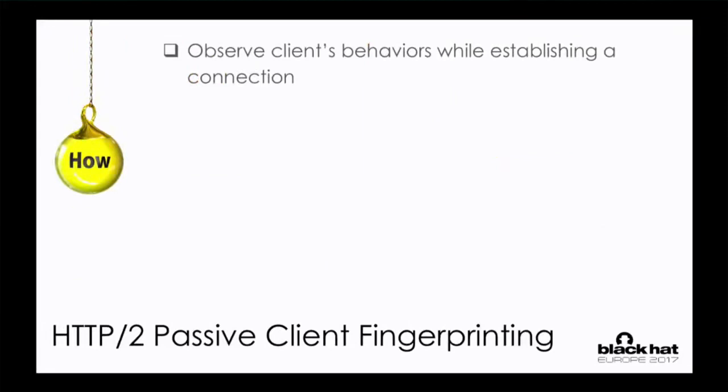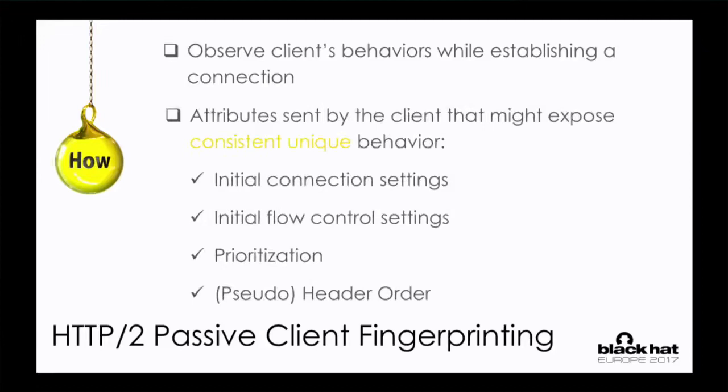Now, specifically for HTTP 2, we are going to observe the way clients behave when they are establishing a connection. And it seems that there are a lot of consistent behaviors when you do that on HTTP 2. We are going to look into the way that the initial connection settings are being sent and the actual parameters. We are going to look at the way that clients handle flow control and priority. And last but not least, we're going to look at the pseudo headers I've mentioned before.